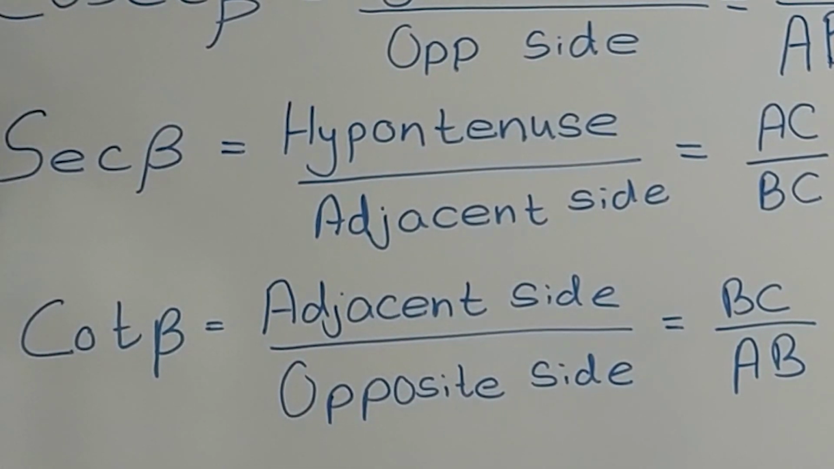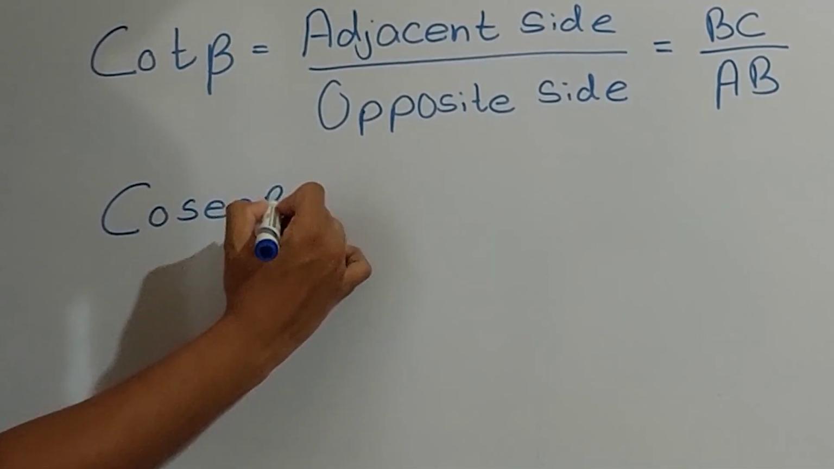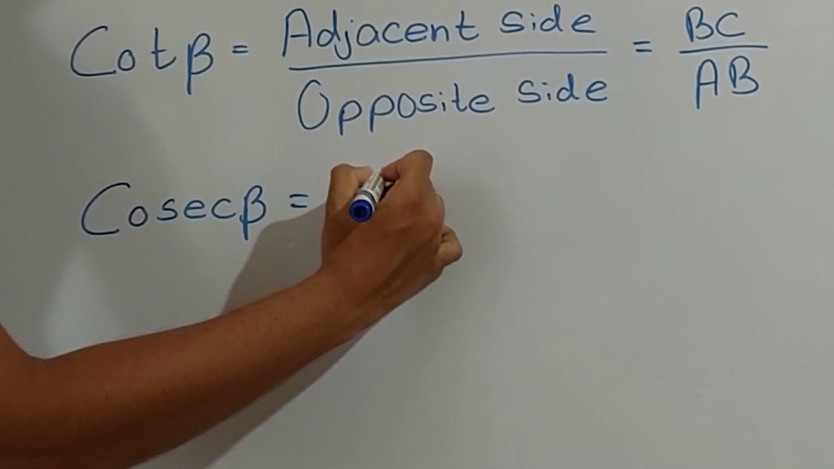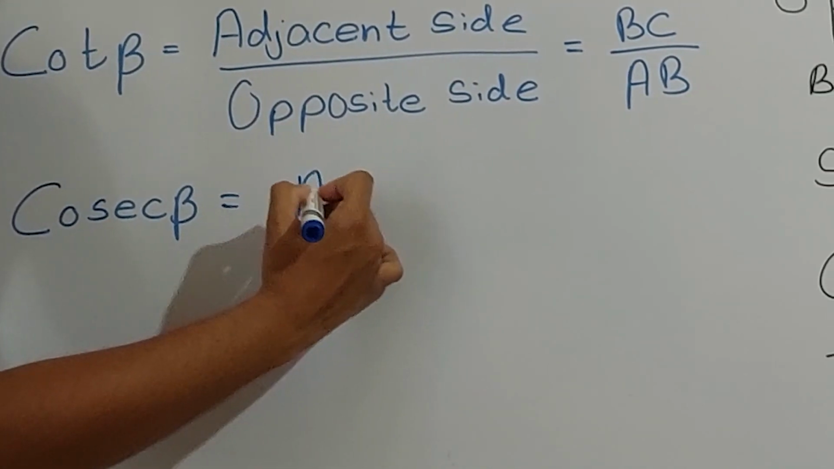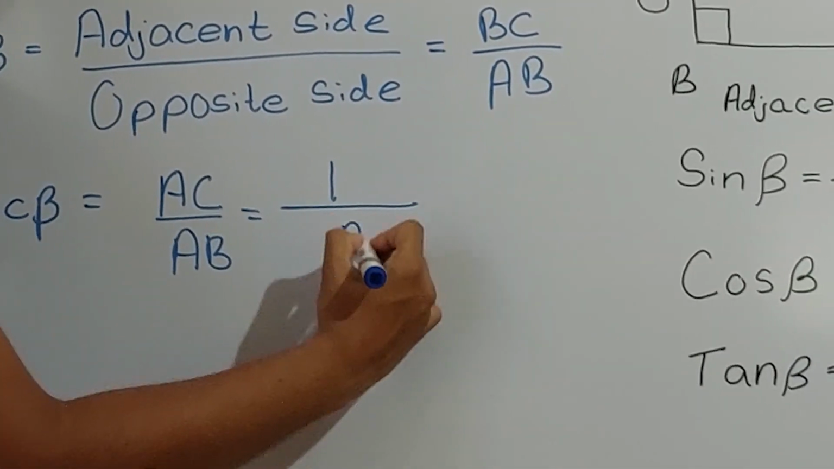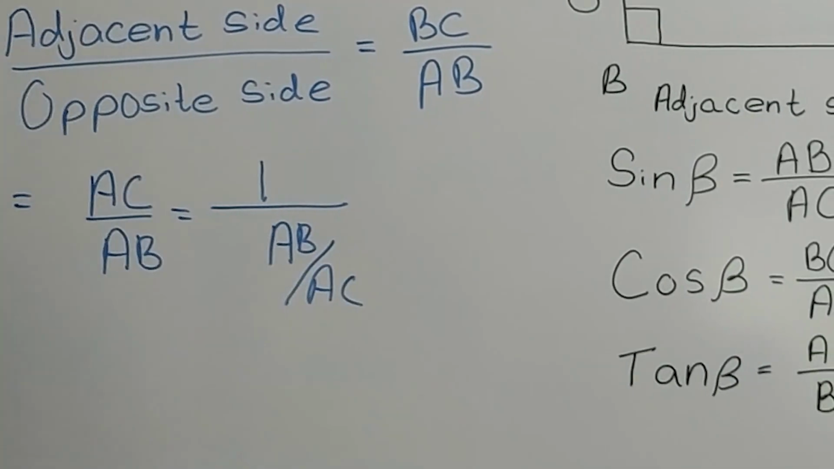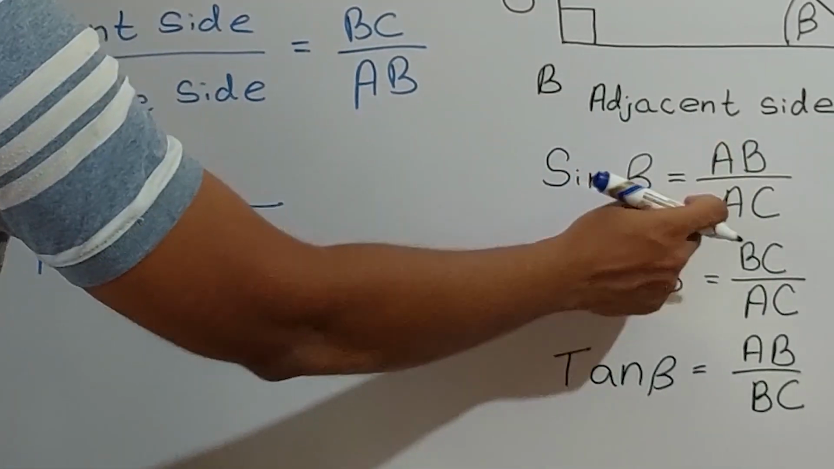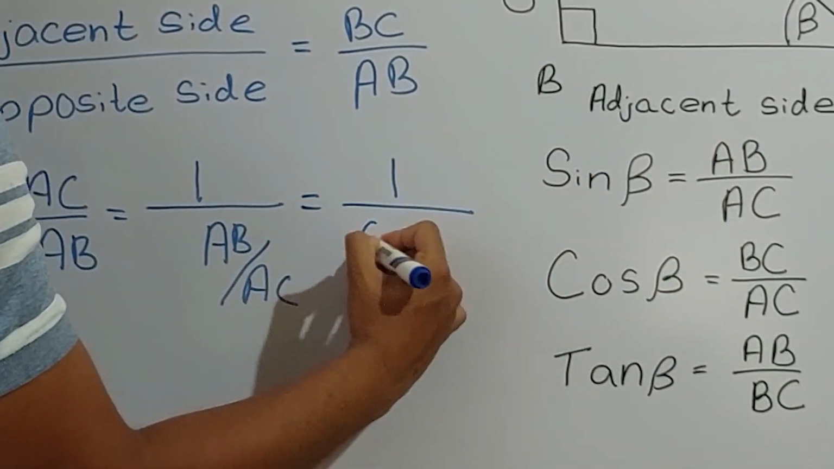Now we are going to get a connection between these 3 and the previous 3 formulas. Okay, first look at cosec beta. We can rewrite cosec beta like this. AB over AC means sin beta. So cosec beta is equal to 1 over sin beta.